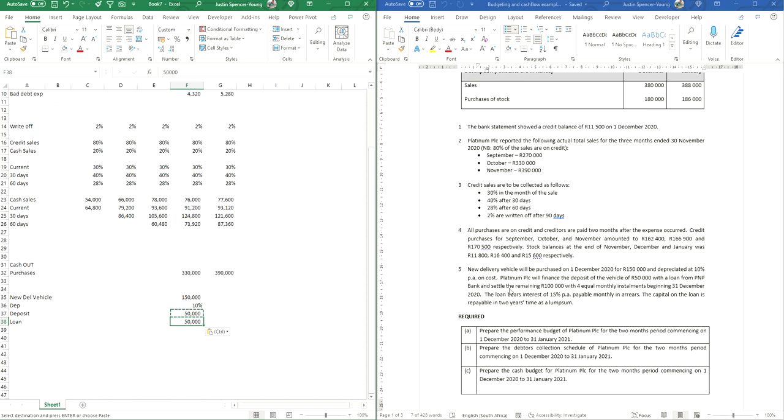Then the remaining 100,000 rand, they will settle with 4 equal monthly installments beginning 31 December 2020. I'm just going to say installments equals 100,000 divided by 4. Right, and in fact we can copy and paste that.